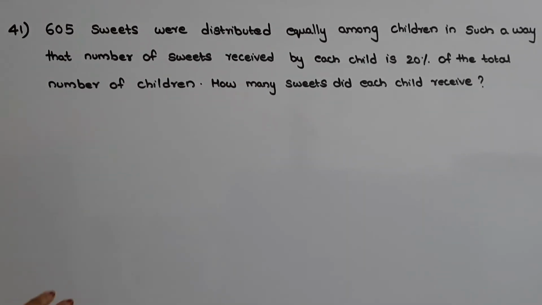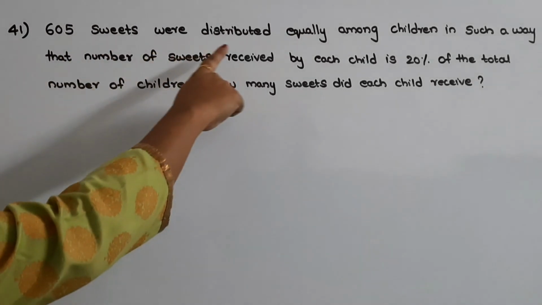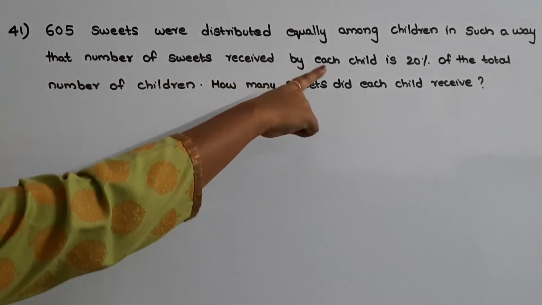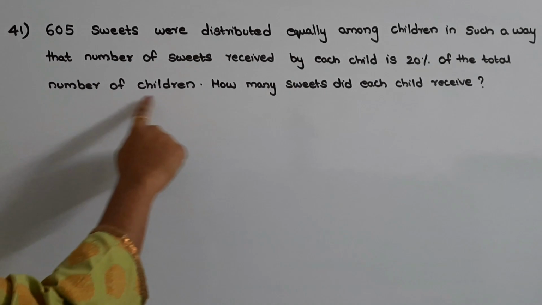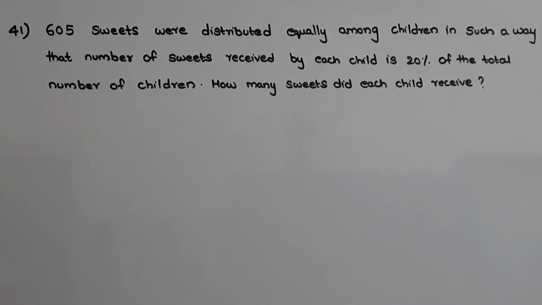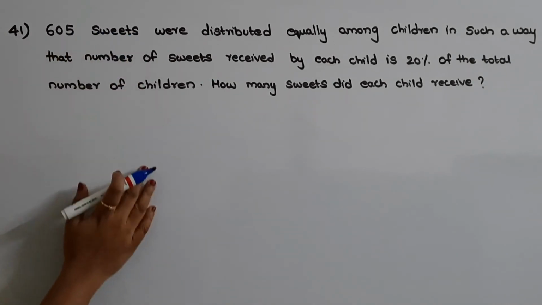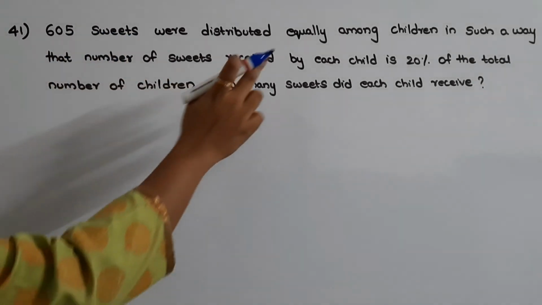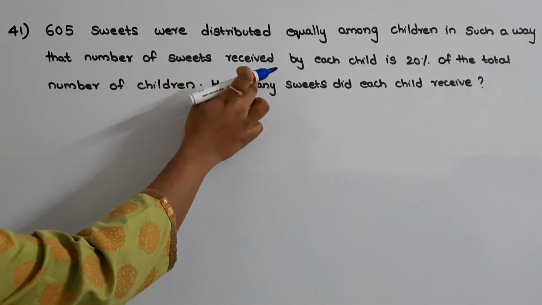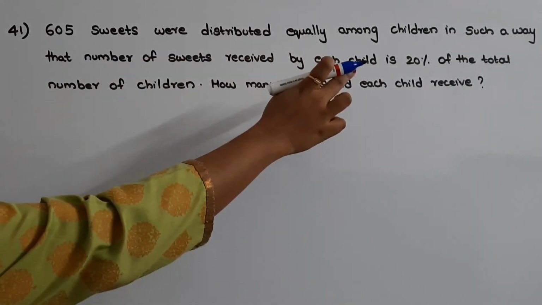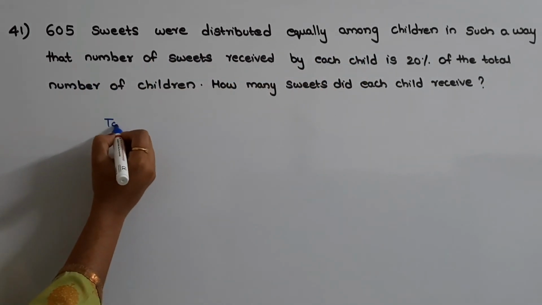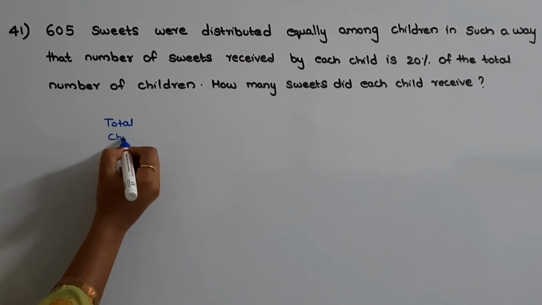Okay. The next question is, 605 sweets were distributed equally among children in such a way that number of sweets received by each child is 20% of the total number of children. How many sweets did each child receive? So in this question they are telling that there were total 605 sweets and those sweets were equally distributed among children in such a way that number of sweets received by each child is 20% of the total number of children. Okay. So let us take total number of children as 100.